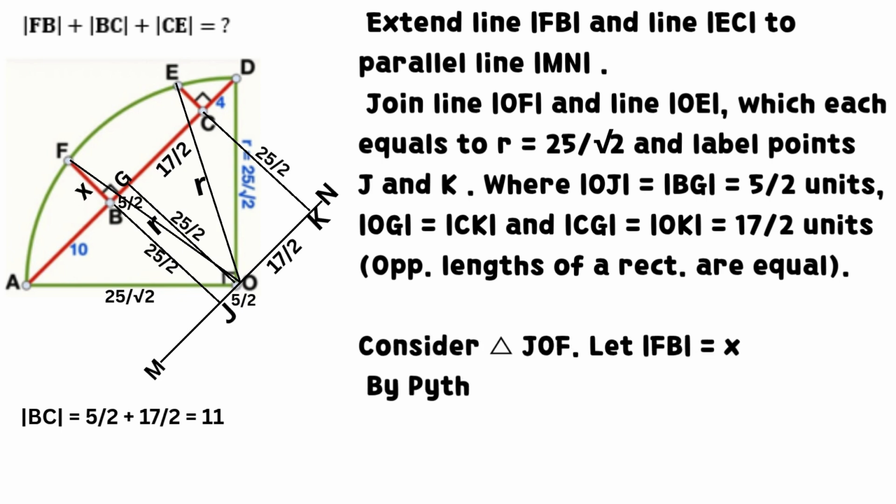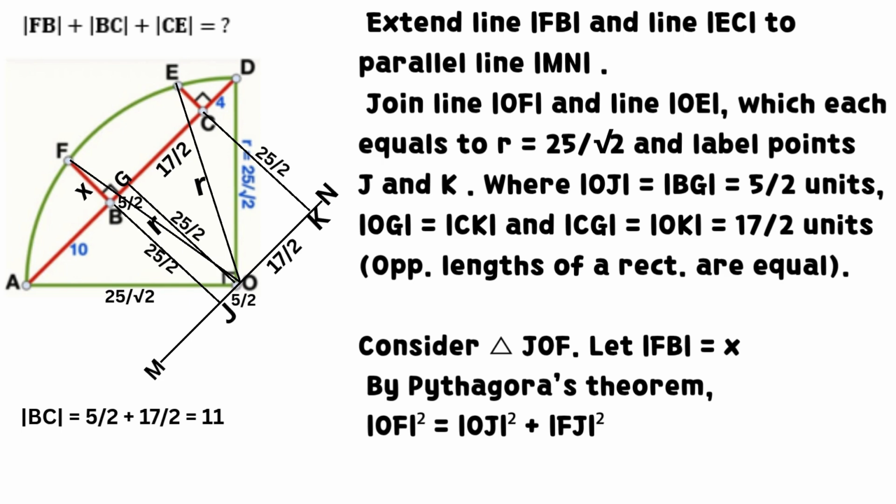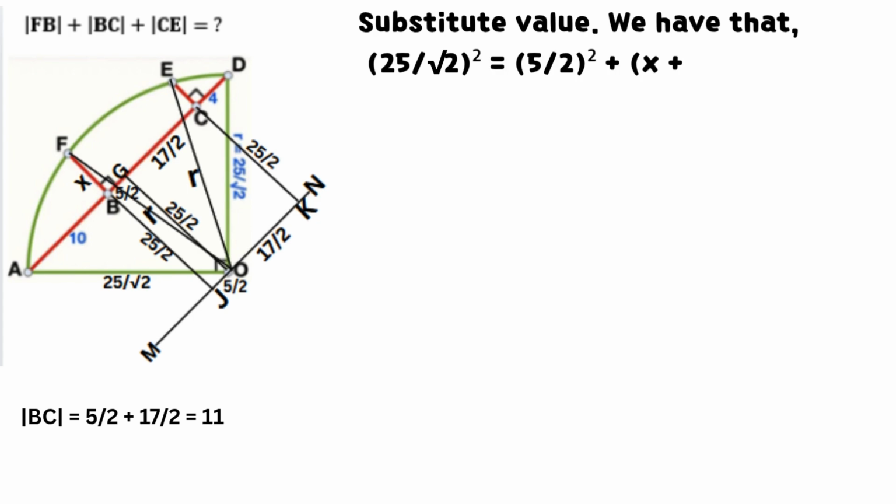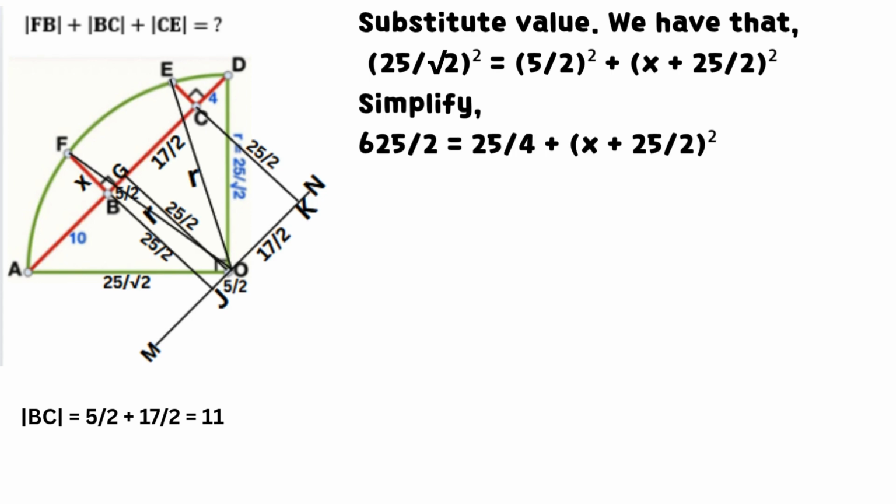Consider triangle JOF. Let line FB be equal to x. By Pythagoras theorem, the square of line OF equals the sum of the square of line OJ and the square of line FJ. Substitute values. We have that the square of 25 divided by the square root of 2 equals the sum of the square of half of 5 and the square of the sum of x and half of 25.